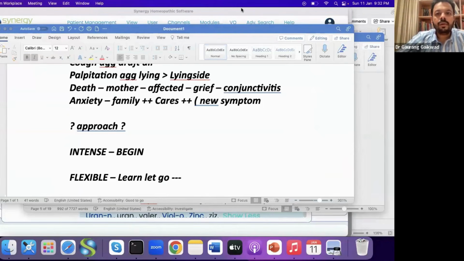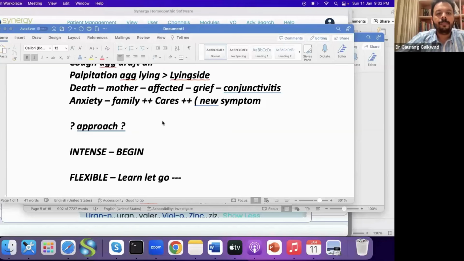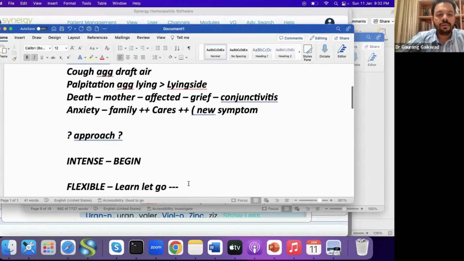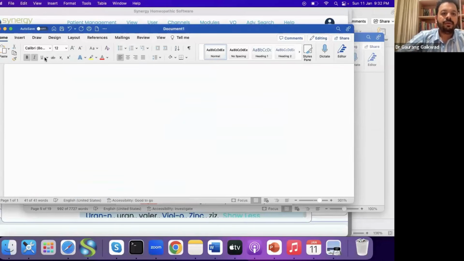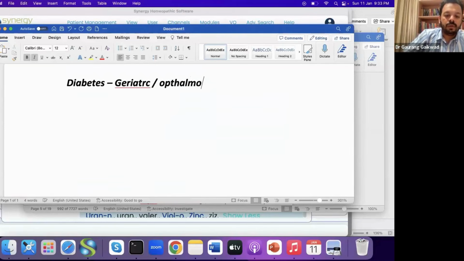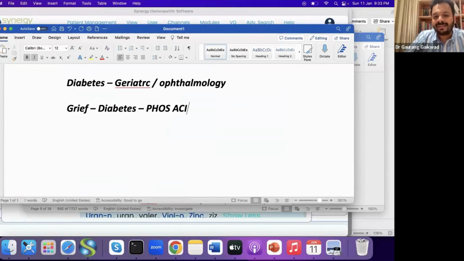Okay. So the question here is, we'll just talk about diabetes, because diabetes is also going to be one of the topics in our talk in the geriatric course and ophthalmology course. So let's talk about diabetes. Generally, if the grief is too much and that causes diabetes, the number one remedy, of course, will have to be phosphoric acid.